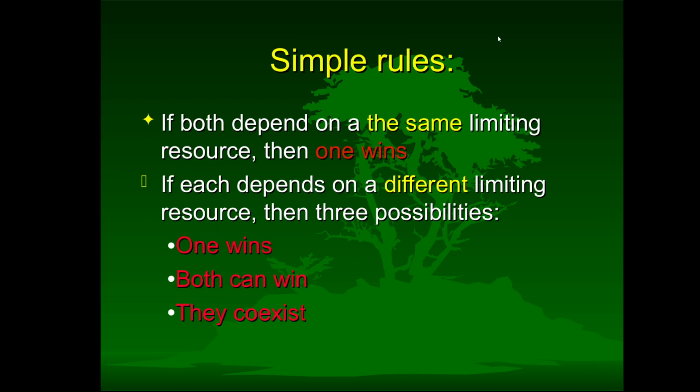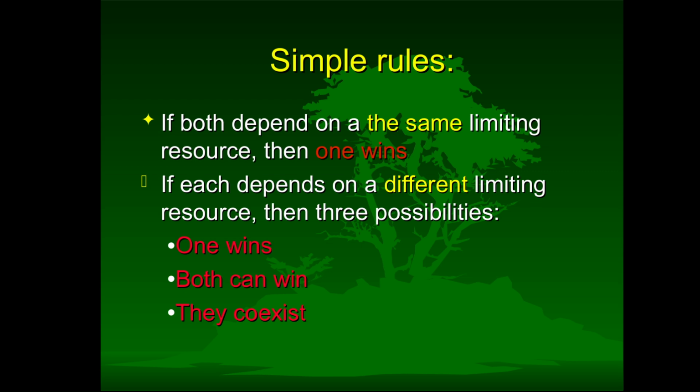So we have some fairly simple rules, whether we look at it from the lab experiments or whether we look at it from the theory. So if both species have two competitors and they both depend on the same limiting resource, then one will always win eventually, unless something is preventing it from winning.